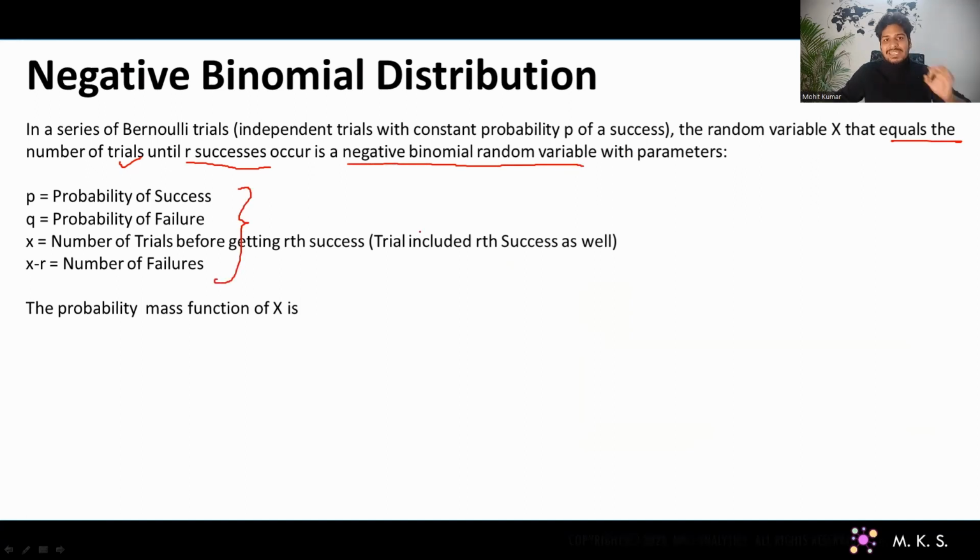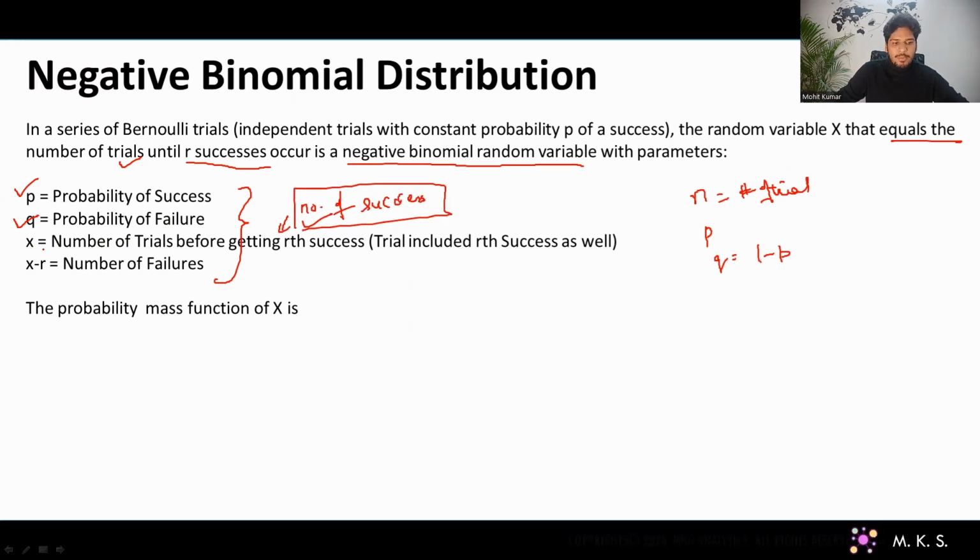In the case of binomial, we discussed there are 3 parameters, right? We had the number of trials, that was 1 parameter, then probability of success, and the third one was probability of failure, which is nothing but 1 minus P. Here we again have 3 parameters, right? You have probability of success P, probability of failure Q. Then we have the number of trials before getting the Rth success. So here R is the number of successes. That's another parameter you have, right? And now based on that, we have X, the number of trials before getting the Rth success.